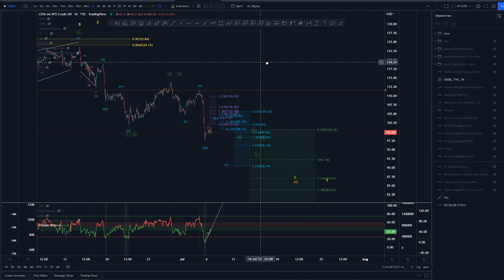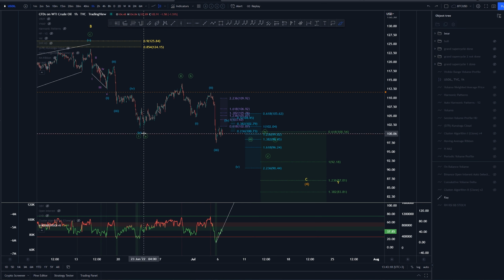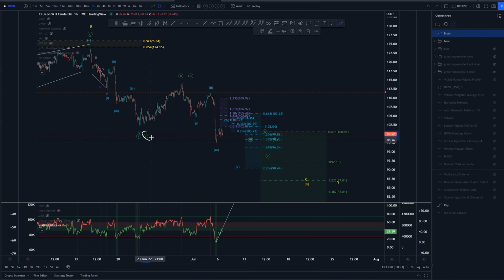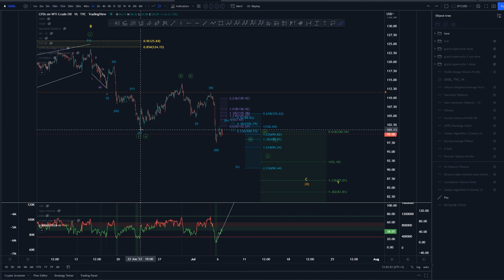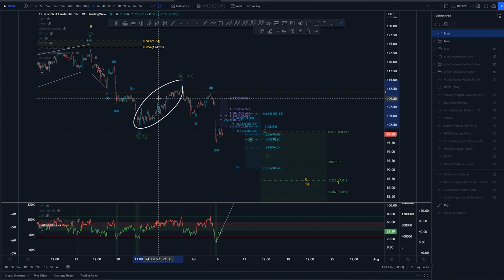At this moment, if we zoom in here for the A wave, we would have this as a contracting leading diagonal into wave 1, 2, 3, 4 and 5 into wave 1 or A. Again, I'm preferring the ABC count here. The wave 2 here or wave B would be very weird looking.